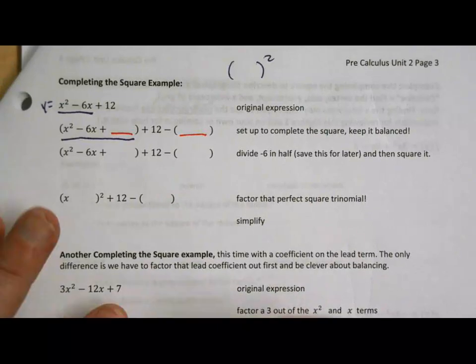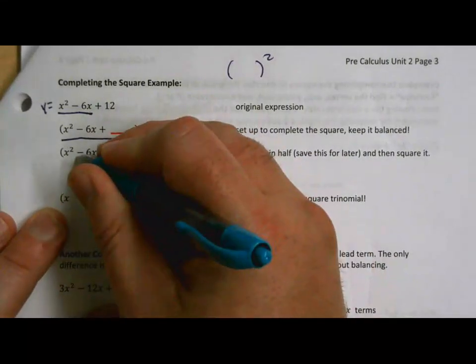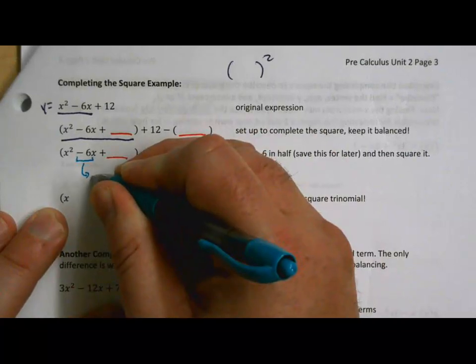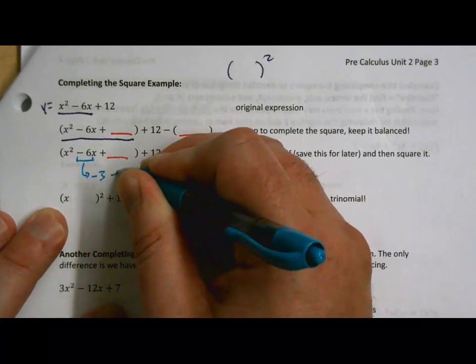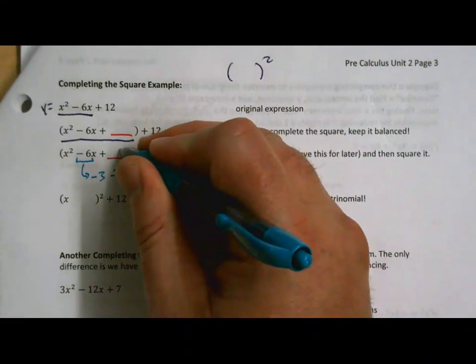Let's complete the square here using the method that you guys learned last year. We're going to take that middle coefficient. We're going to cut it in half to get -3. We're going to square it. And that's going to give us a positive 9 here.